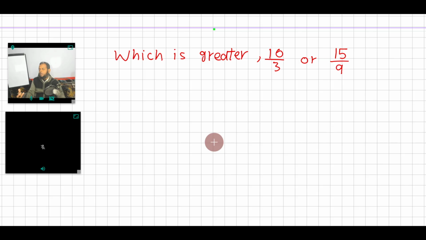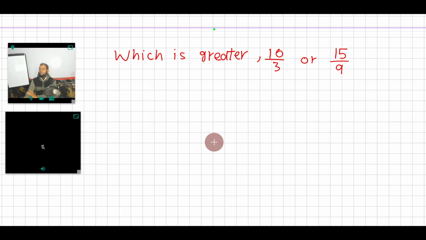This is also an improper fraction. So you should first convert 10 over 3 and 15 over 9 into like fractions. When they are like fractions, you should see the numerator: the fraction having the greater numerator will be greater, bigger. Are you understanding?